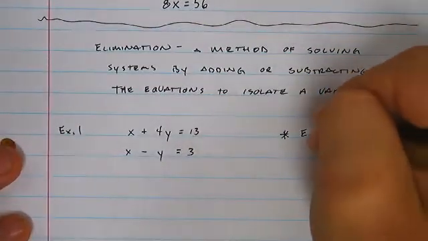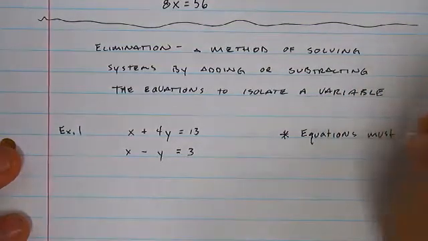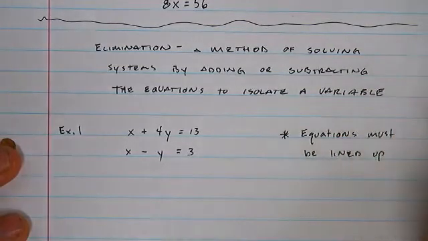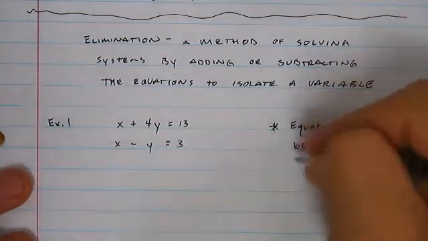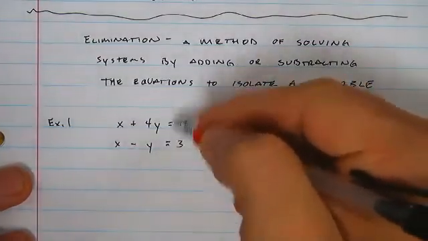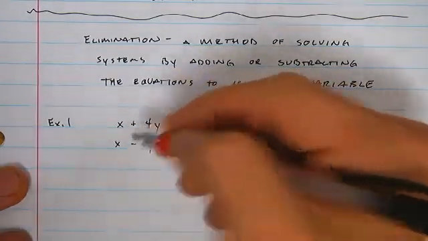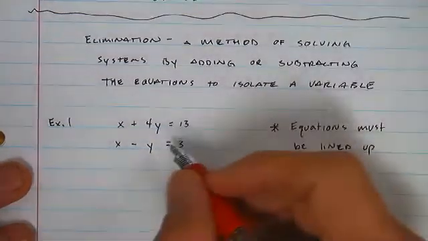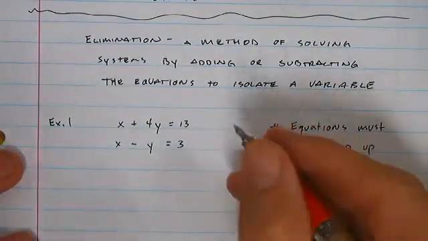All right, so highlight number 1: the equations must be lined up. And what do I mean by lined up? Well, the equal signs have to be on top of each other. So you can see these two, the constants, the y values, and the x's. It can be in any form. The equal sign can be anywhere. The x and y can be anywhere as long as they're on top of each other when you do this.